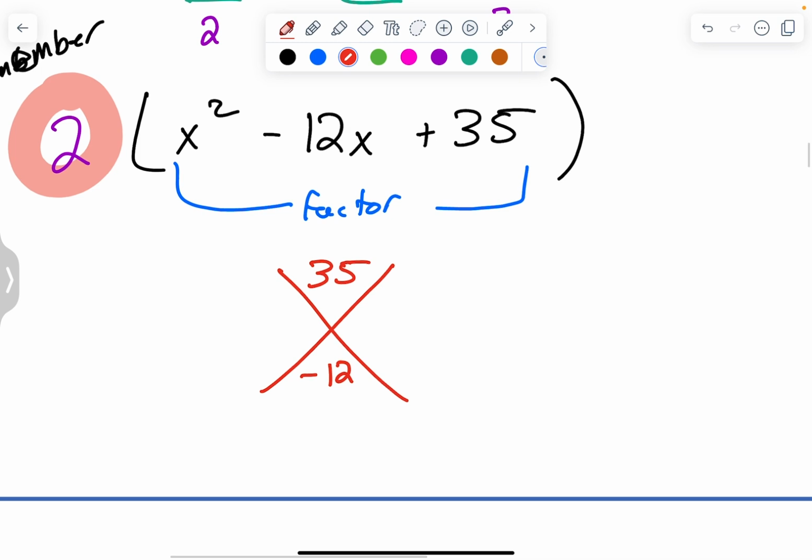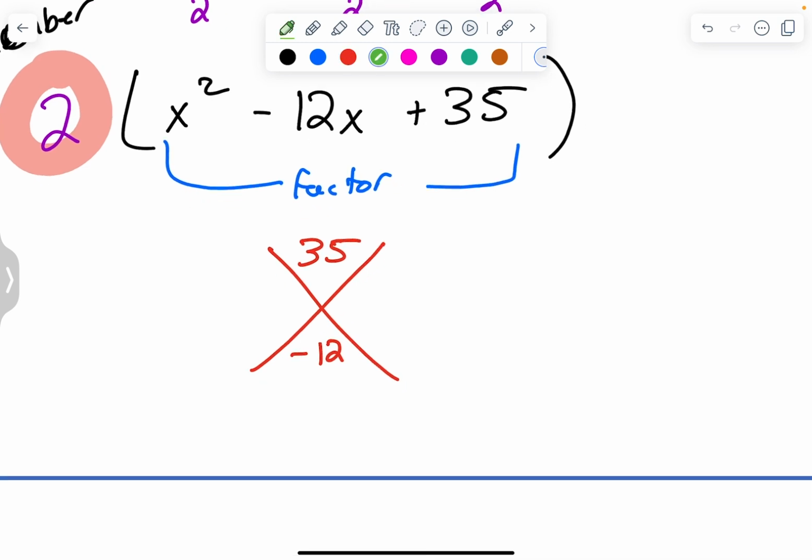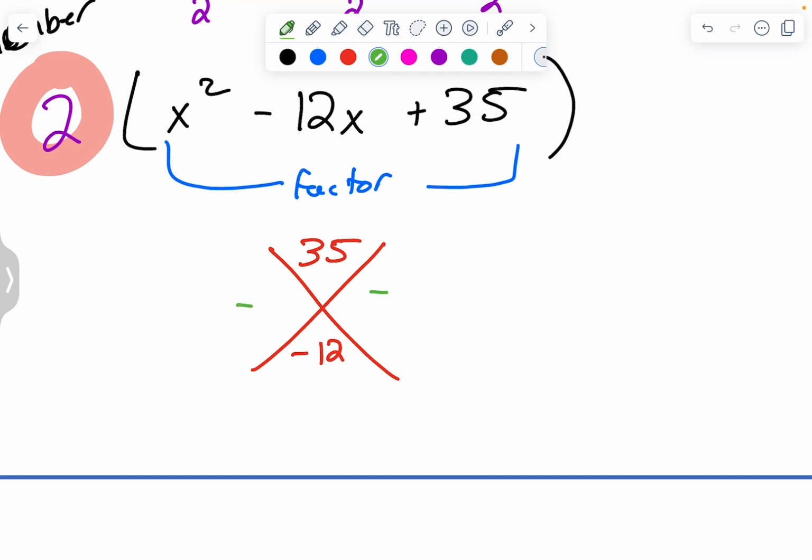Okay, again, positive on the top, negative on the bottom. That should tell me that my two factors should be negative. Negative times a negative is a positive. So we'll look for factors of 35. Factors of 35 are 1 and 35, and 5 and 7.